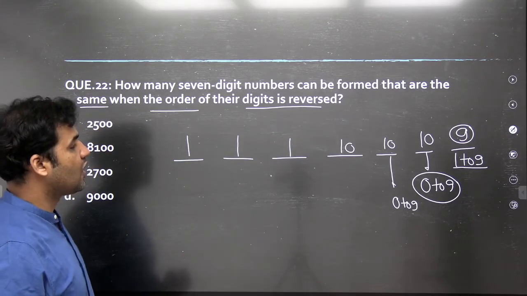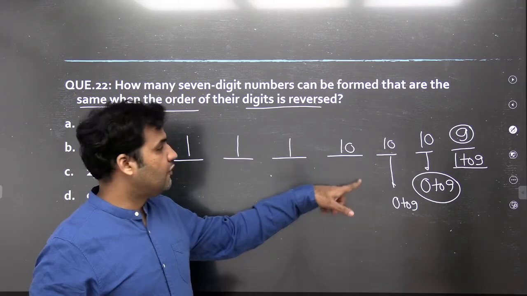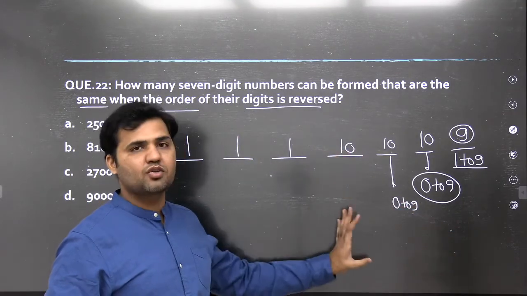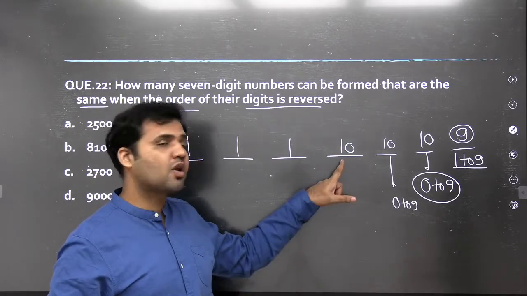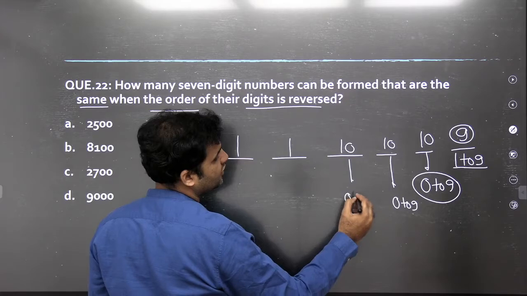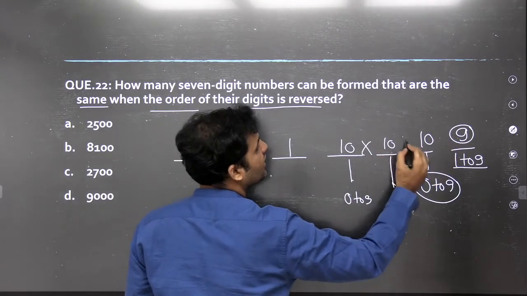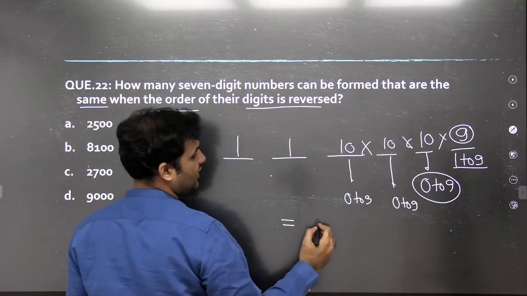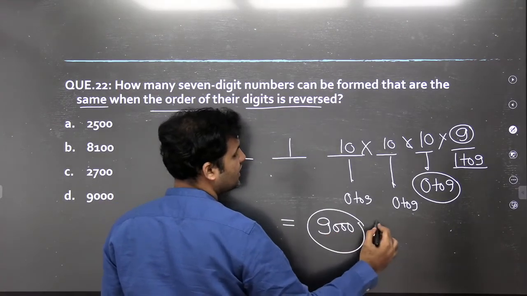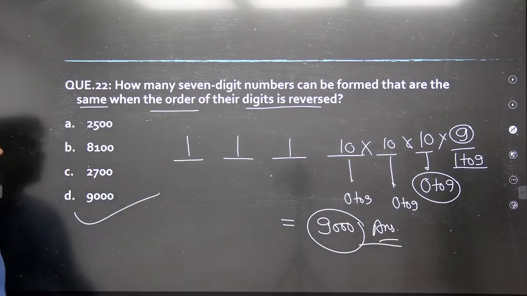Is it clear? So how many numbers? You can place any number 0 to 9 over here. If you start writing the digits from the last digit, this digit will appear at its own place only, so it will not disturb the order of the digits. Therefore this place can also be filled with 0 to 9. So how many numbers will you be able to make? 10 into 10 into 10 into 9. The total palindromic numbers you will be able to make will be 9,000, and this is the answer of the question. That is option number D.